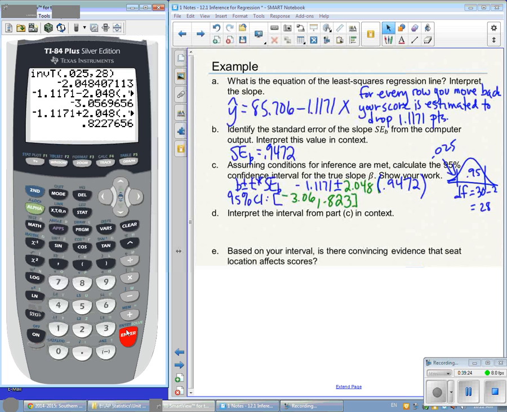No. Now, if 0 was not included in that interval, so for example, let's say both of the numbers were negative, then I would say that we are 95% confident that the decrease in score per row would be between 3 points and negative 0.8 points. I mean, all I can say here is that we're 95% confident that the change in score is from a loss of 3 points to a gain of 0.8 points. That's what the literal translation of that interval would be. So let's write that down so you know how to write it.